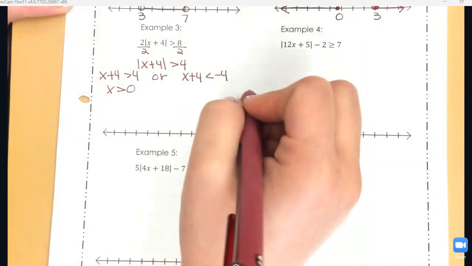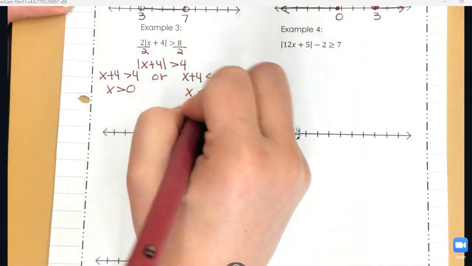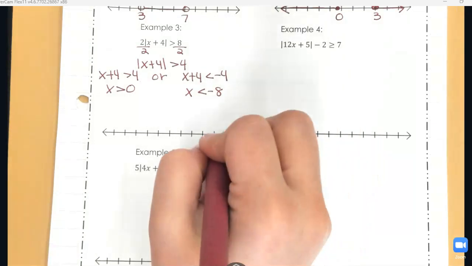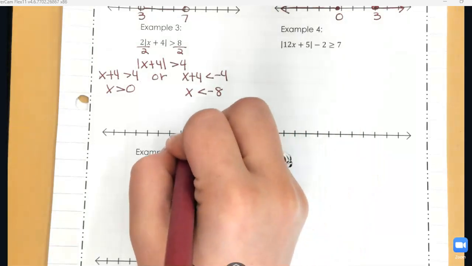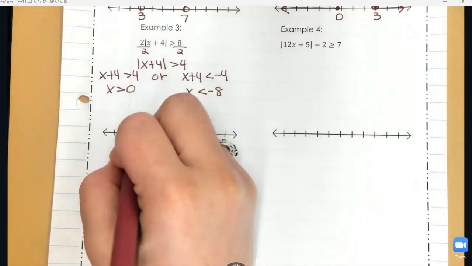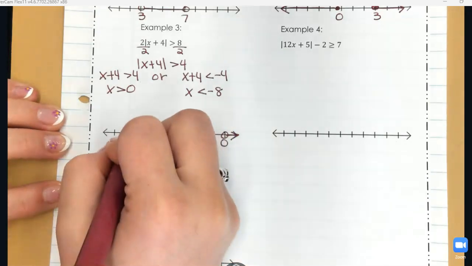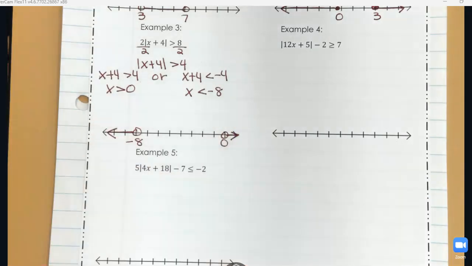X is going to be greater than 0 when I subtract 4 over here, or x is going to be less than -8 when I subtract 4 on this side. So I'm going to start with 0, 1, 2, 3, 4, 5, 6, 7, 8, and -8. So x has to be greater than 0, open circle, or x has to be less than -8, also open circle.